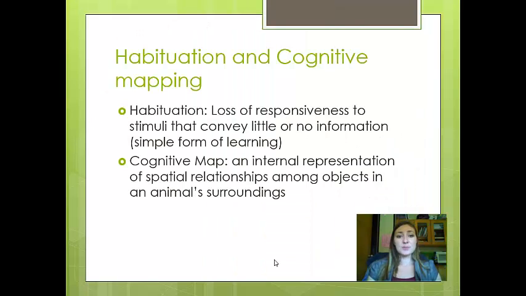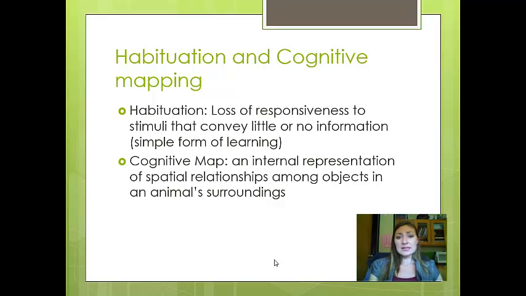Habituation is the loss of responsiveness to stimuli that convey little or no information. This is a very, very simple form of learning, and it is likened to when you keep getting a text message from your mom and she just wants to tell you, hey, some mail came for you today, and then she texts you 5 minutes later, hey, we're having spaghetti for dinner, and she keeps texting you, and there's not really a lot of information that she's conveying, nothing you really need to act on, and eventually after a while you start to ignore your text messages. That is habituation to a particular stimulus.